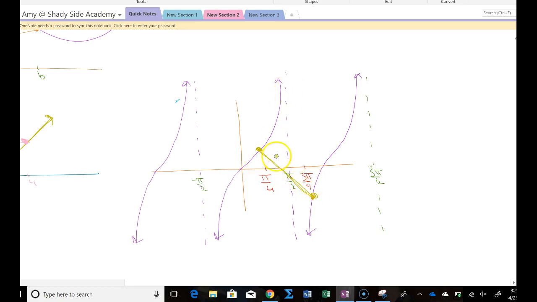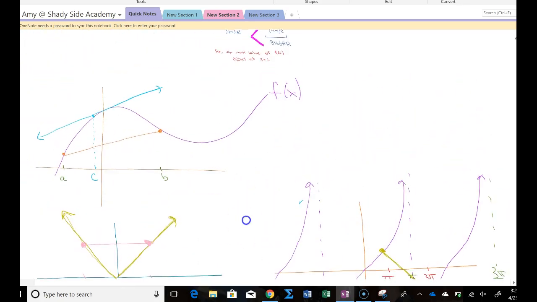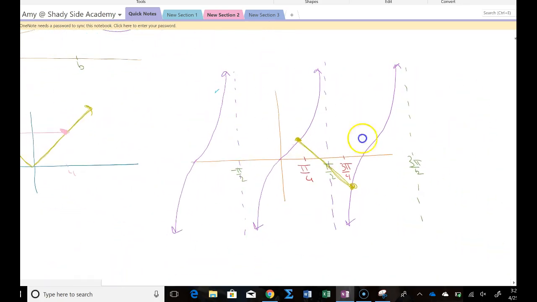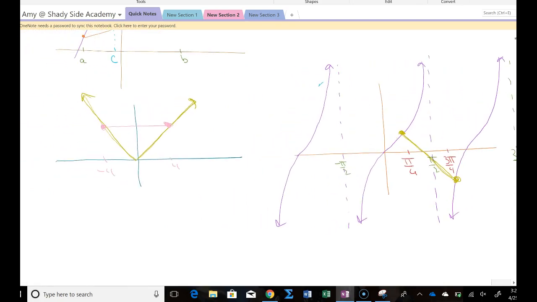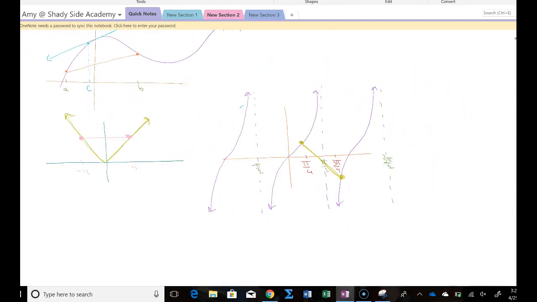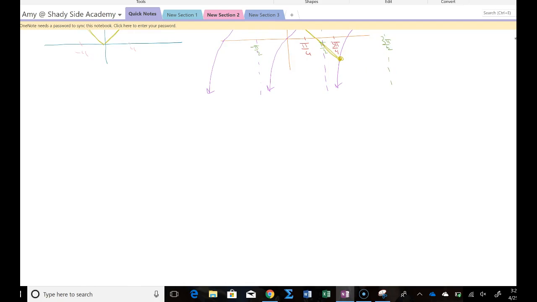But look at the interval. Between negative pi over 4 and 3 pi over 4, the function is not continuous. So we can't conclude that there must be at least one point where the tangent line is parallel to the secant line. At least one. What's the big deal with at least one? Why am I making a big deal of at least one?